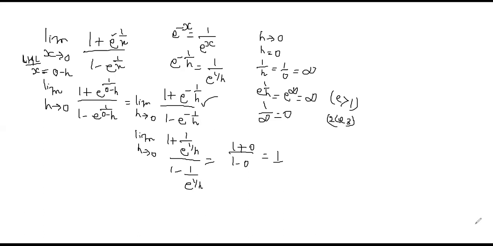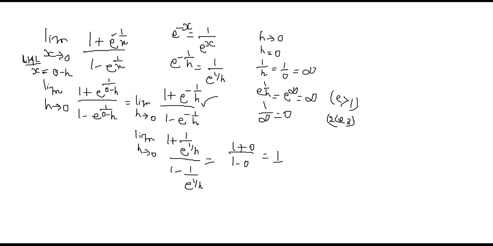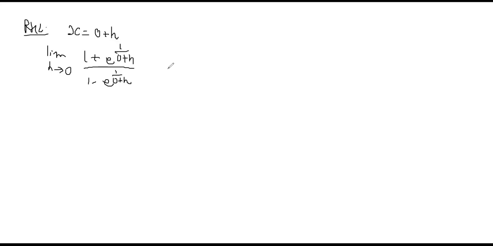Now I am taking an RHL. We will take x is equal to 0 plus h. It will be limit h tends to 0 of (1 plus e raised to power 1 upon 0 plus h) by (1 minus e raised to power 1 upon 0 plus h). You see? Okay, got it?